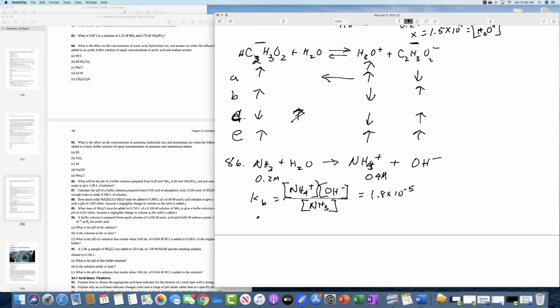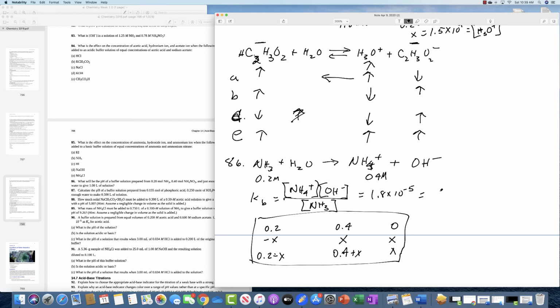And so now we do our ICE table again. We start out with 0.2 of ammonia, 0.4 of ammonium ion, and no hydroxide ion. We're going to add to hydroxide, we're going to add to this, and we're going to subtract from this. So this is going to be 0.2 minus x, this is going to be 0.4 plus x, and this is going to be x. And then we put these in here.